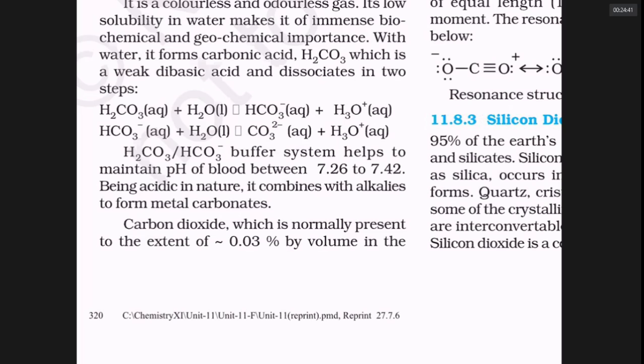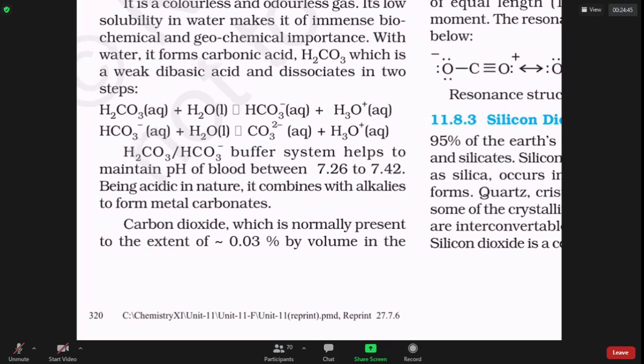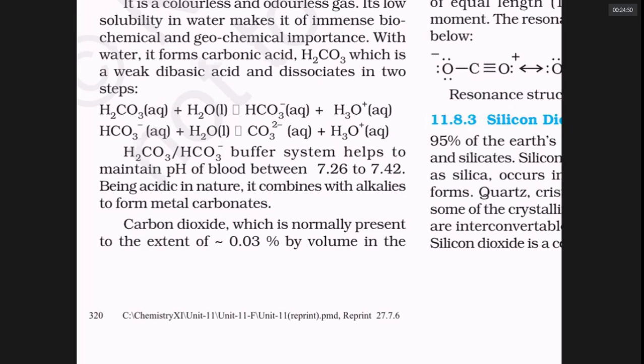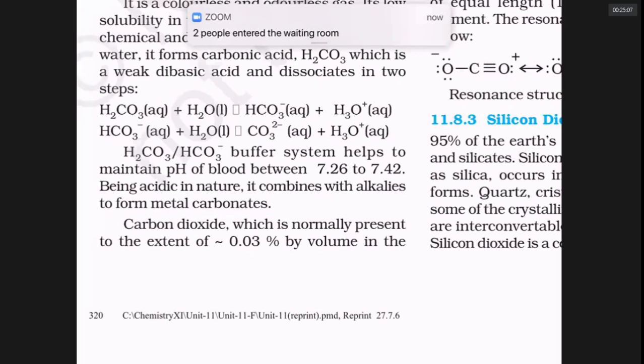If a snake bites us, the snake injects acid into our blood. Our blood pH will drop below 7.26, so immediately we will die. If our blood pH goes up or down, we will die. What is blood? Why is its pH 7? All this you study in physical chemistry once again. I will not go into the details at this point. Notice that carbonic acid combines with alkalis like NaOH to form carbonates like sodium carbonate.